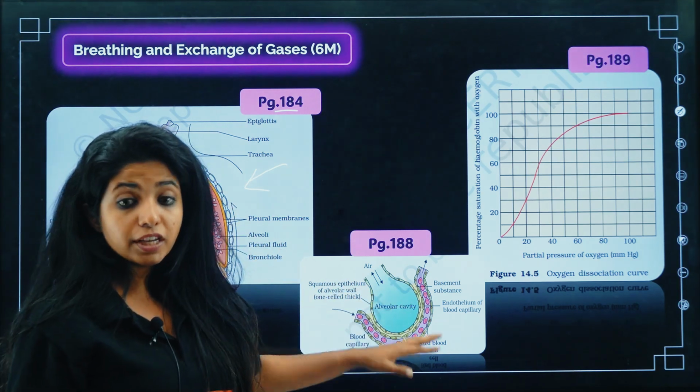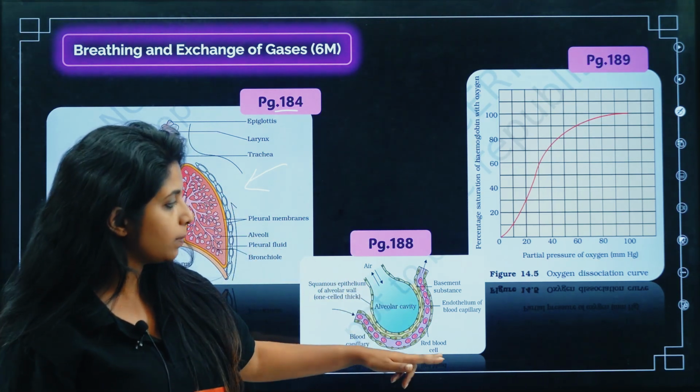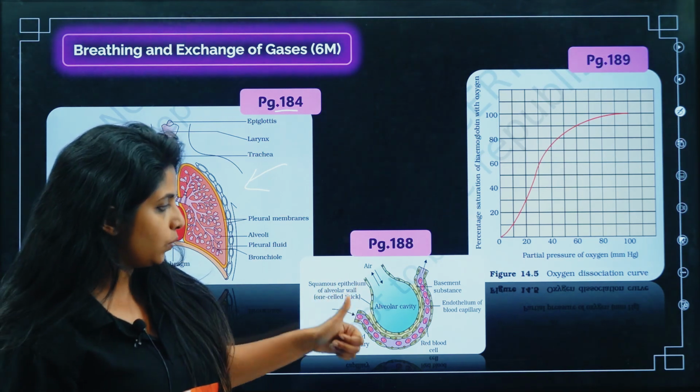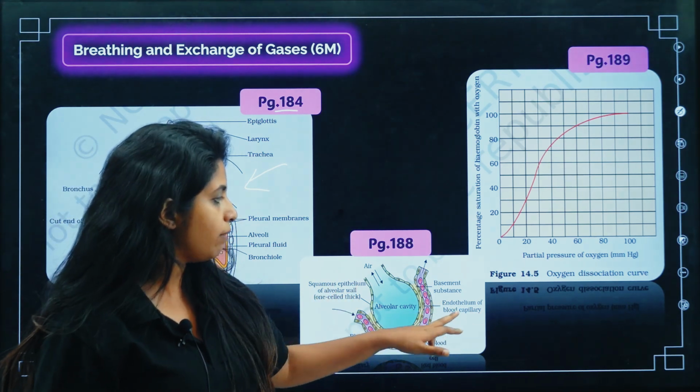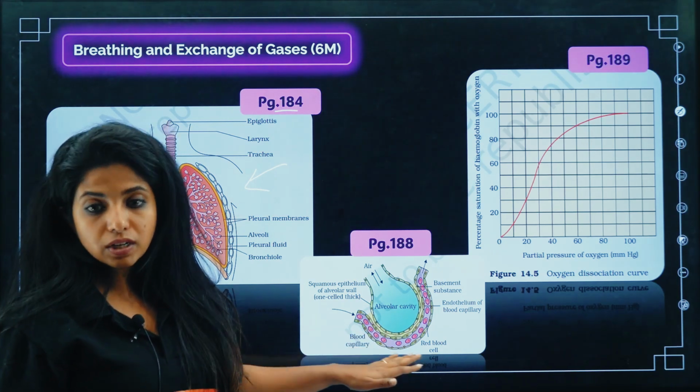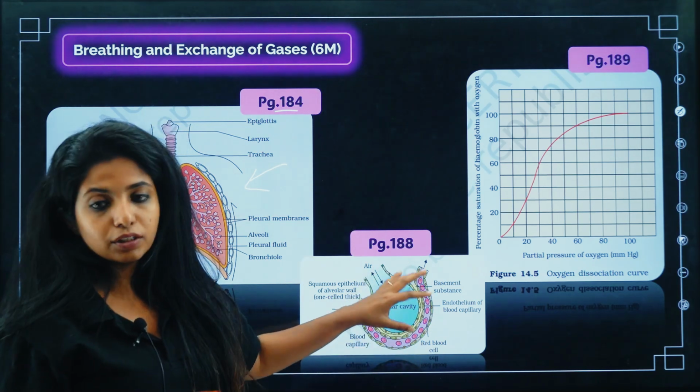Now this is where the exchange takes place, that is between the alveoli and the blood vessel. So all the things, squamous epithelium is there of the alveolar wall, and endothelium of blood capillary is there. There is basement substance between that. All these red blood cells are there. So this thing is important.